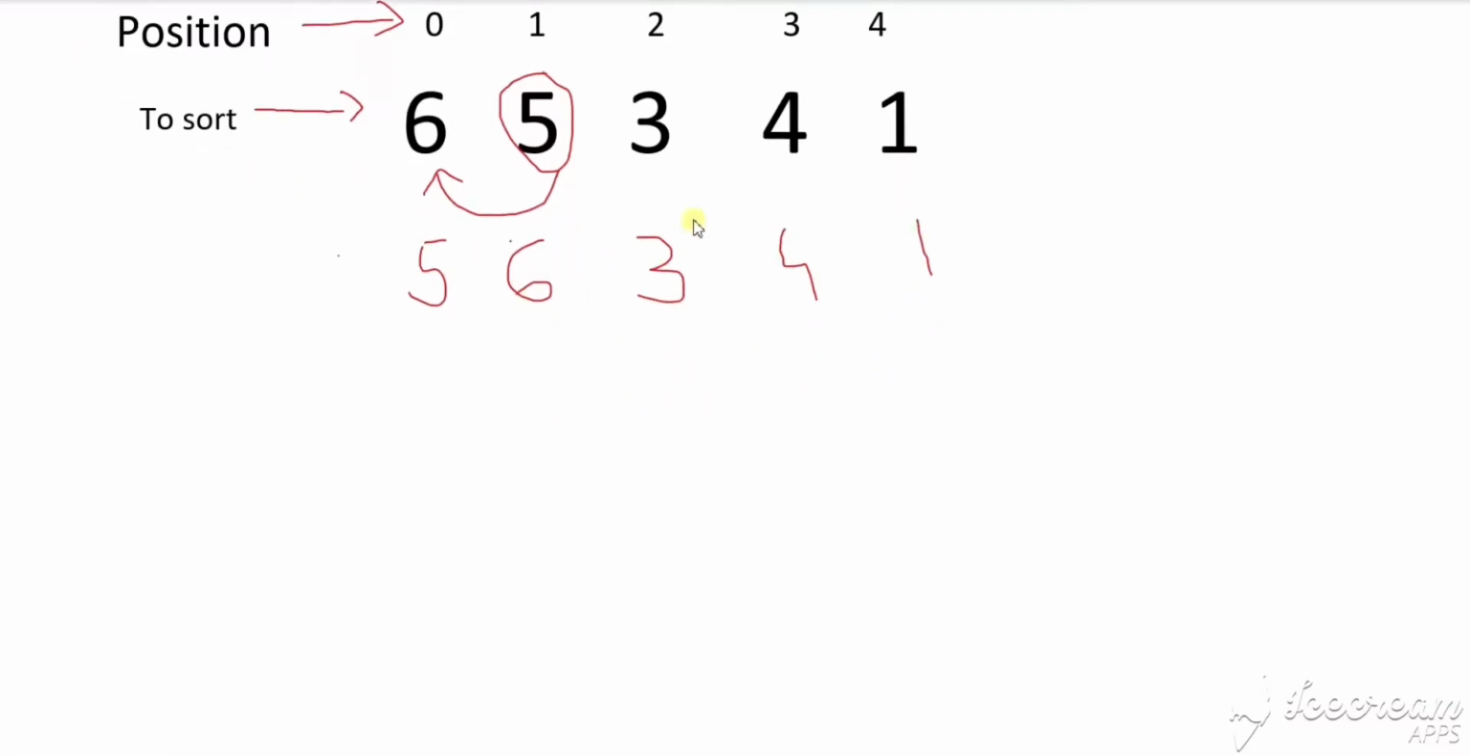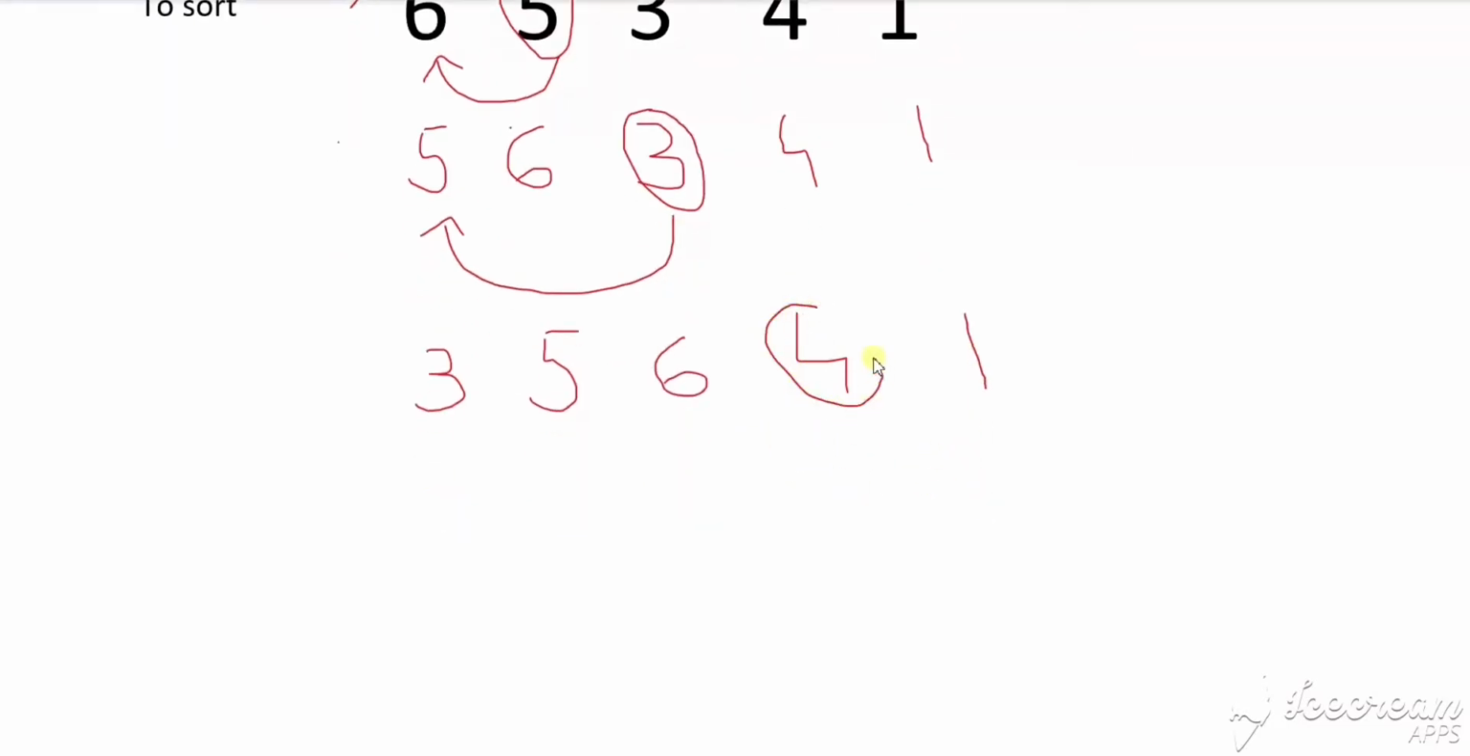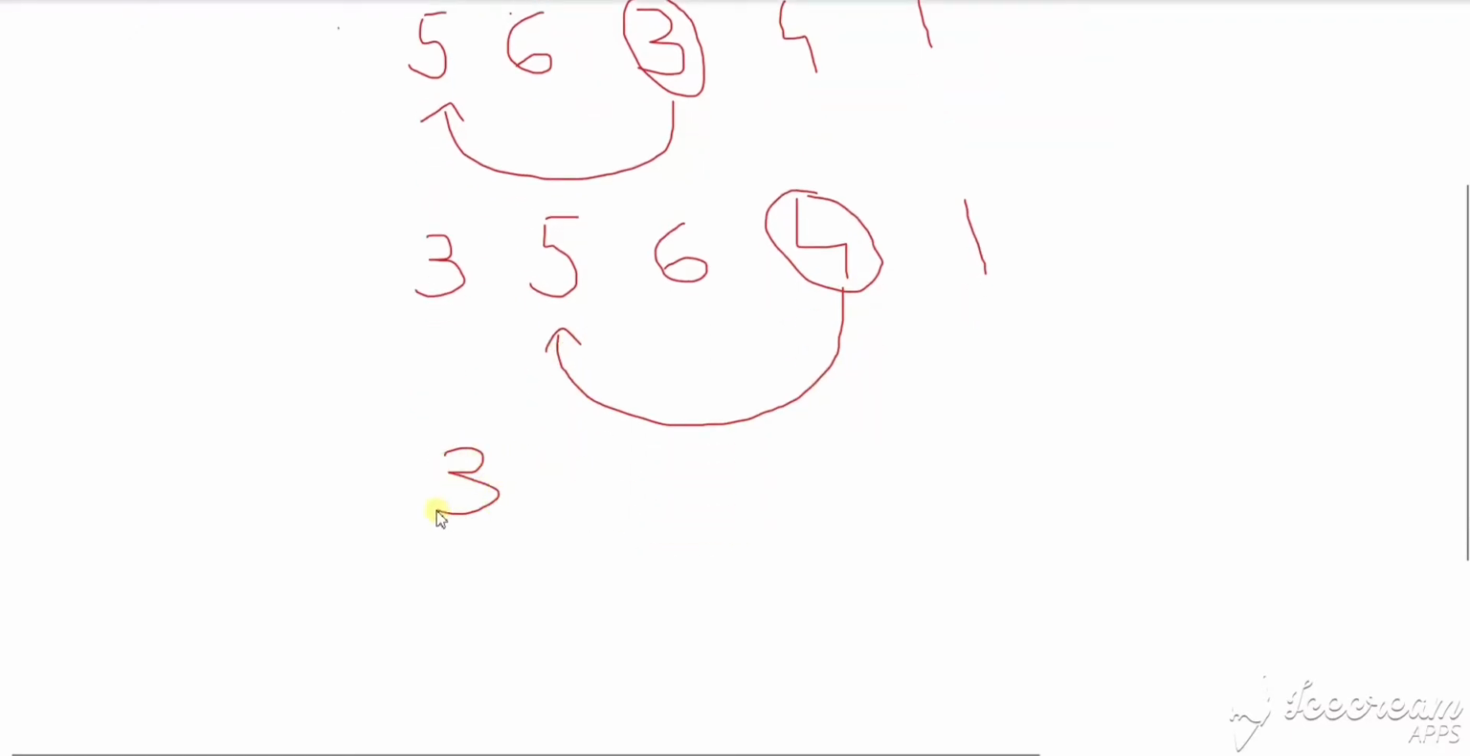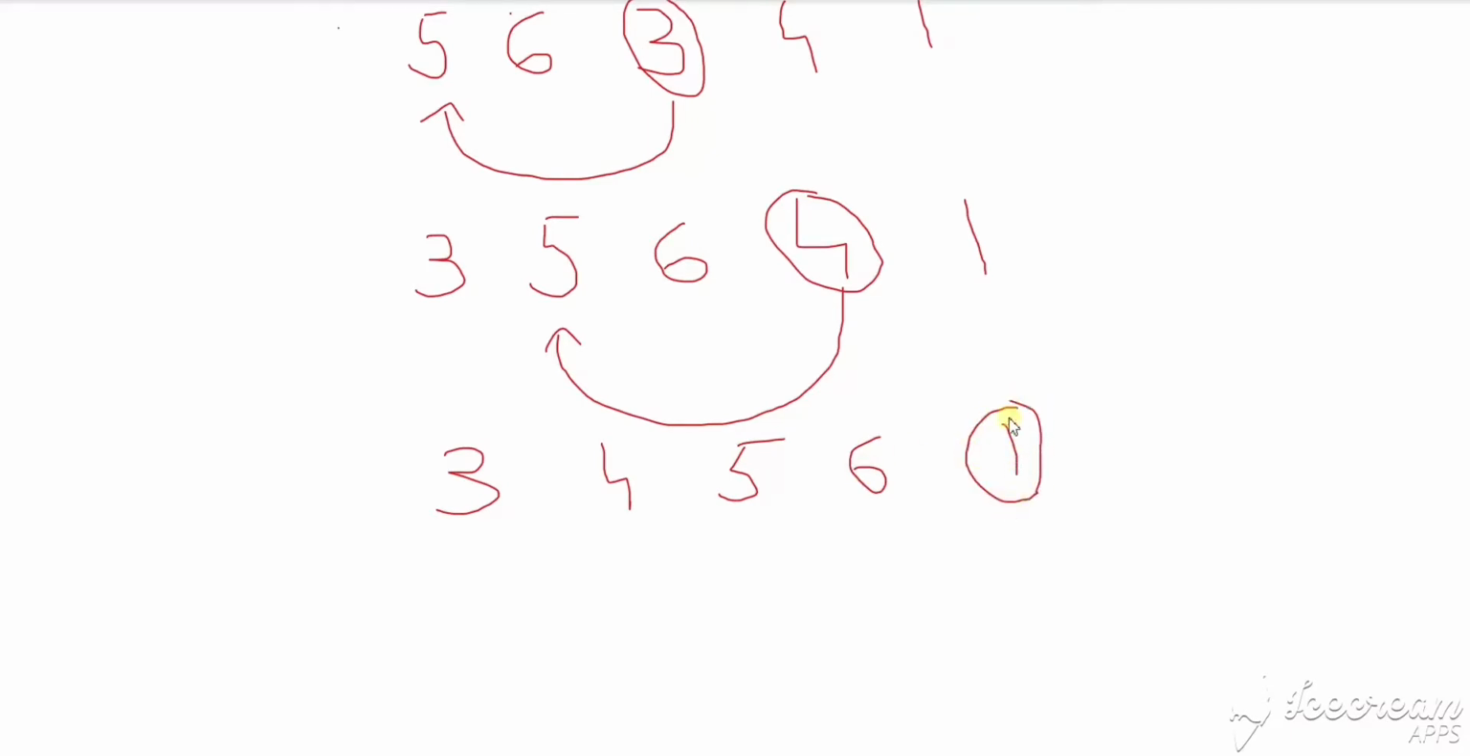Now we'll take the next element, that is second position, and compare it with the elements in the left side, and it has to go in the first element, so we will replace it and we'll shift the numbers to the right side. Now we'll take the next element, that is 4, and we'll have to put it in the first position, so we will write it and we will push the numbers to the right side.